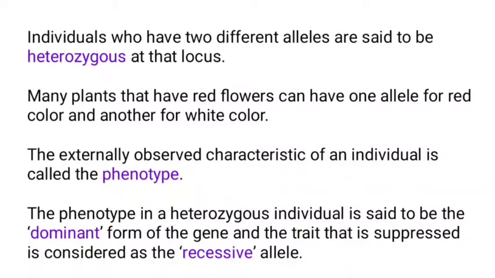Individuals who have two different alleles at the same locus are said to be heterozygous at that locus. What is heterozygous? Two different alleles placed at the same locus. Many plants with red flowers can have one allele of red color and the other of white color.